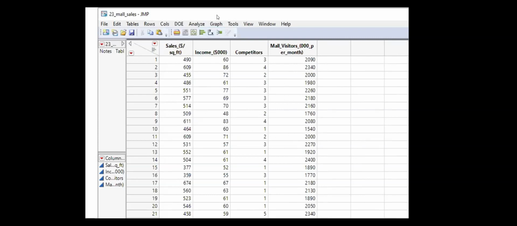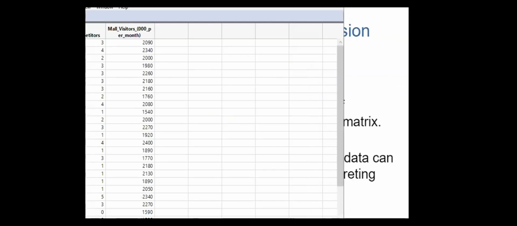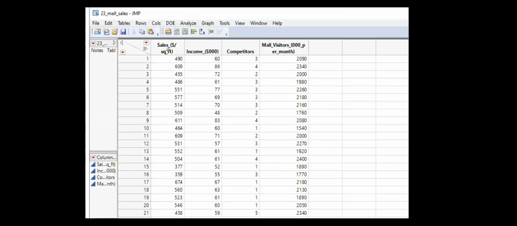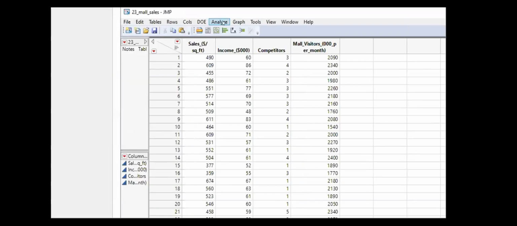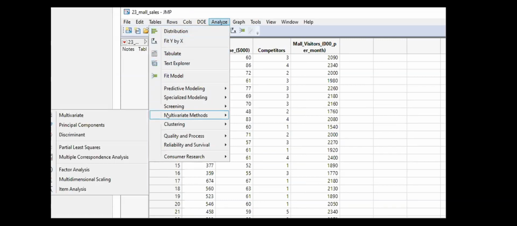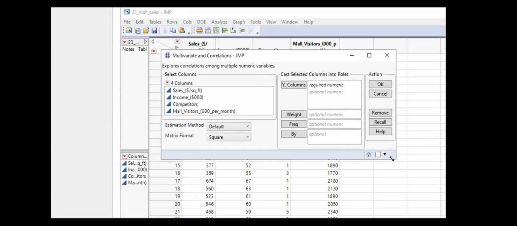As you learned earlier in the last lecture, when checking association between multiple explanatory variables and one response, the best way to start the analysis is to go to Analyze, Multivariate Methods, Multivariate. This is the starting point.